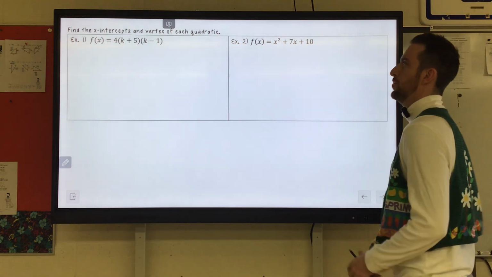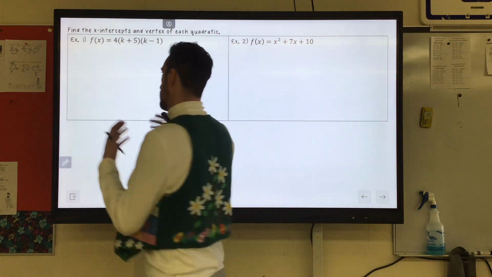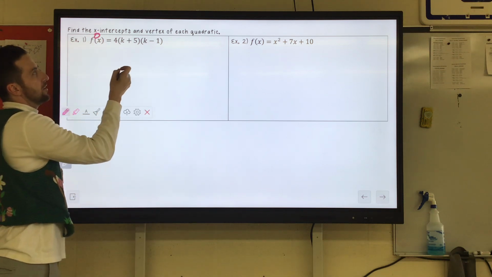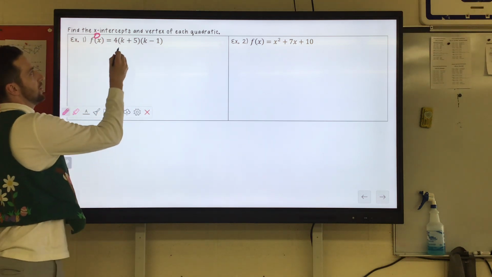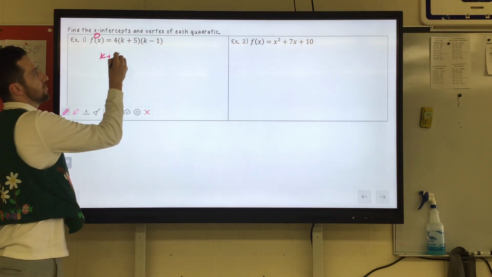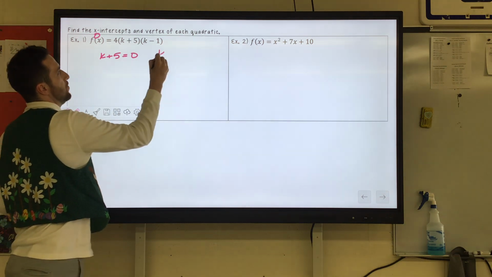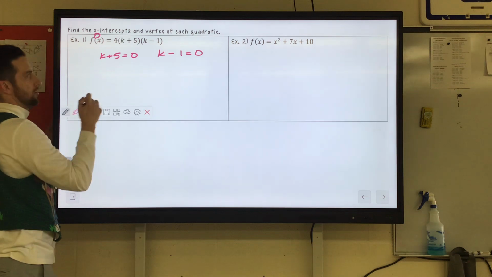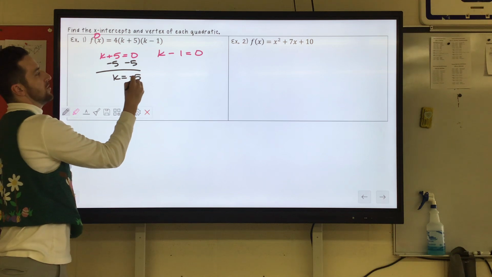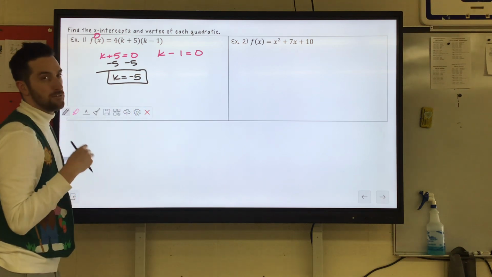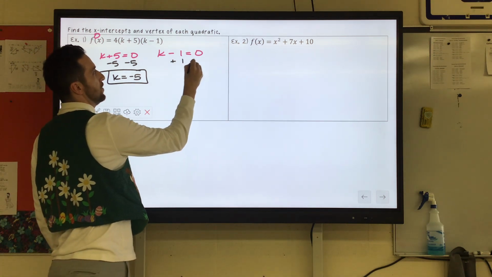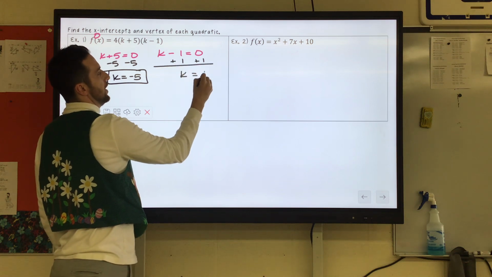But find the x-intercepts and the vertex. So the x-intercepts come from solving it out. If we were just solving this equals 0, you would set up an equation every time you see a k. The 4 on the outside doesn't matter when you're finding the intercepts, but we would set up k plus 5 equals 0 and k minus 1 equals 0. To solve k plus 5, you would subtract 5, and you get an x-intercept, or a zero, at negative 5, which means if we were to graph it, it would cross the x-axis at negative 5. Also, over here, if we add 1 to both sides, it's going to cross at positive 1.